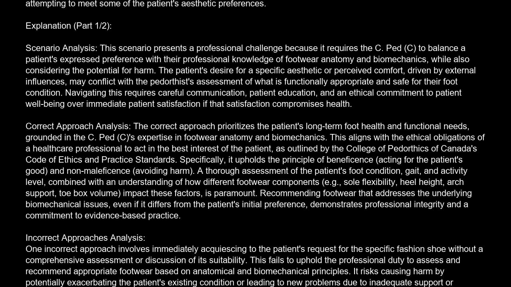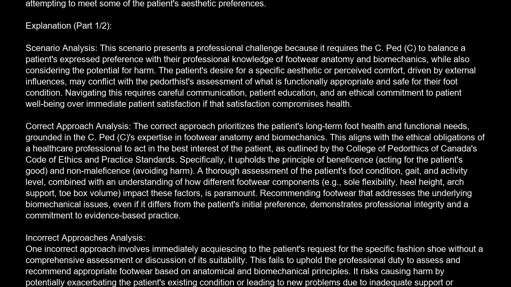Explanation. Scenario analysis. This scenario presents a professional challenge because it requires the C.Ped(C) to balance a patient's expressed preference with their professional knowledge of footwear anatomy and biomechanics, while also considering the potential for harm. The patient's desire for a specific aesthetic or perceived comfort, driven by external influences, may conflict with the Pedorthist's assessment of what is functionally appropriate and safe for their foot condition. Navigating this requires careful communication, patient education, and an ethical commitment to patient well-being over immediate patient satisfaction if that satisfaction compromises health.